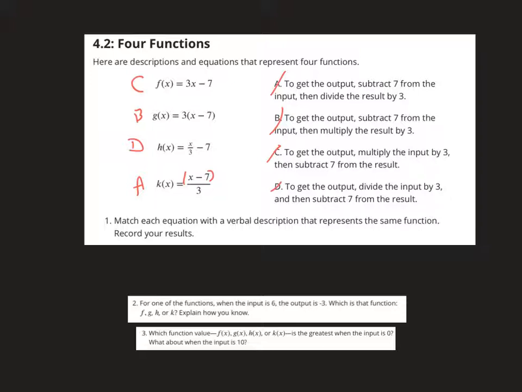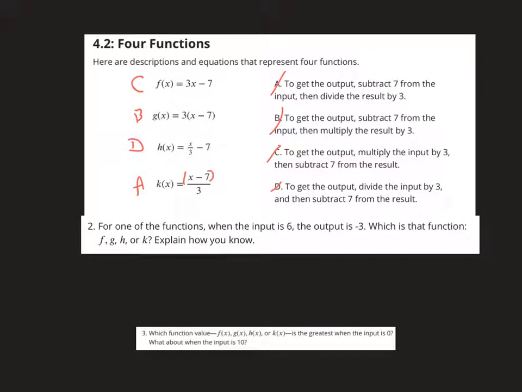So far, we have matched the equation with a verbal description, and we've recorded our results. For number 2, it says for one of these functions up here, when the input is 6, when I put 6 in for x, the output is -3. Which function is that, and how do you know? Well, one way to go about this would be to put 6 into each function, and when we get -3 out, that's how we'll identify it.